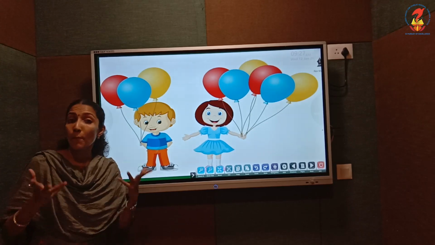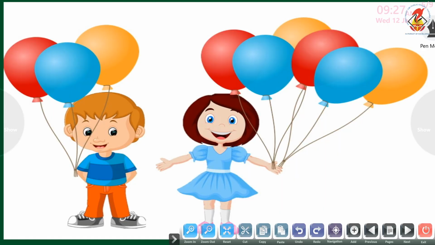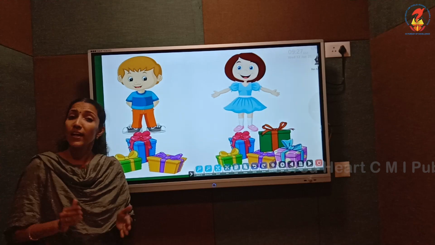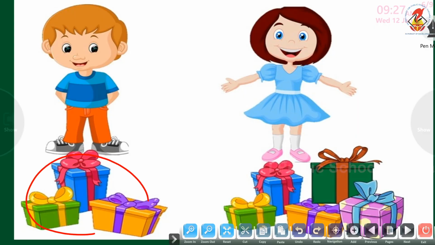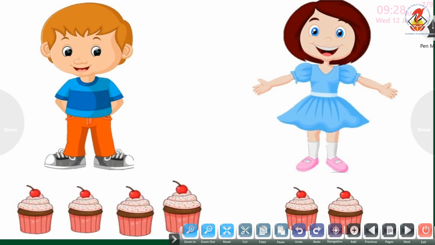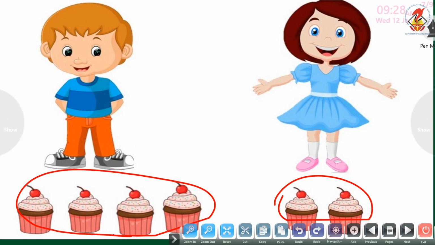Who has got more balloons? Jill has got more balloons and Jack has got less balloons. Who got less gifts? Jack got less gifts and Jill got more gifts. Who got less cupcakes? Jill got less cupcakes and Jack got more number of cupcakes.